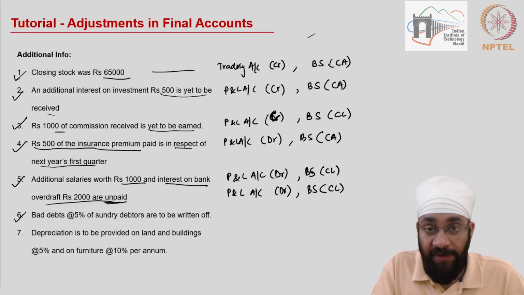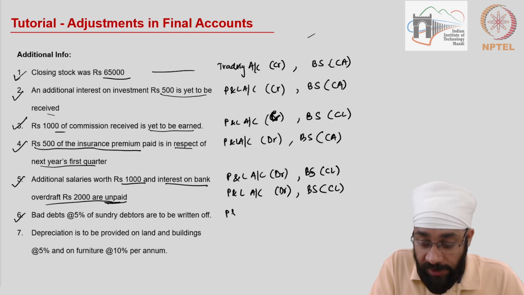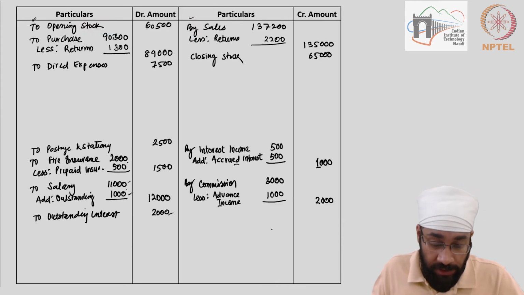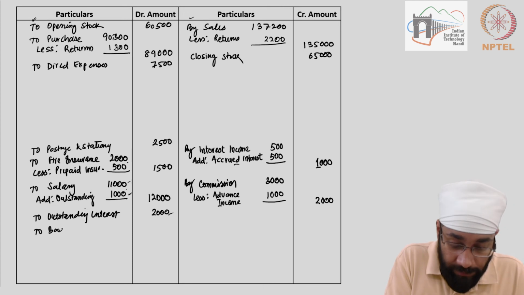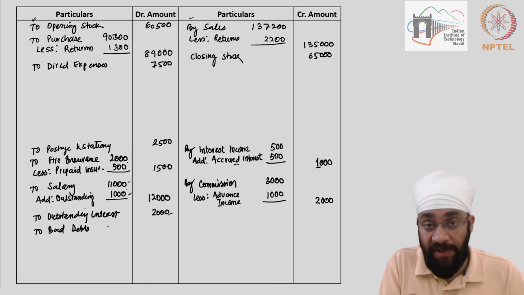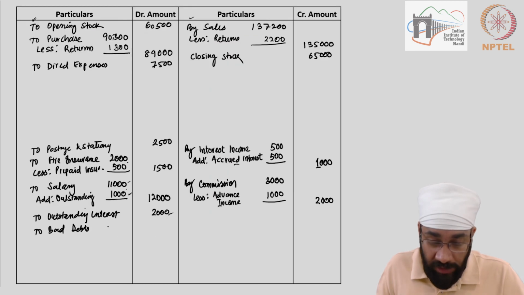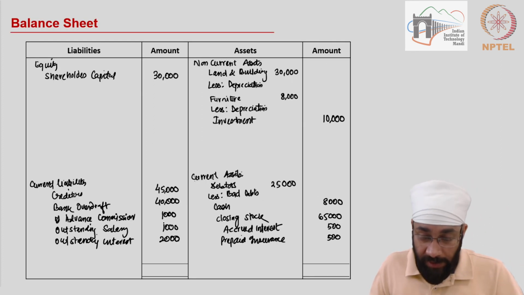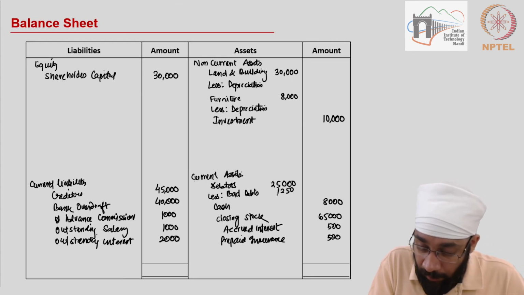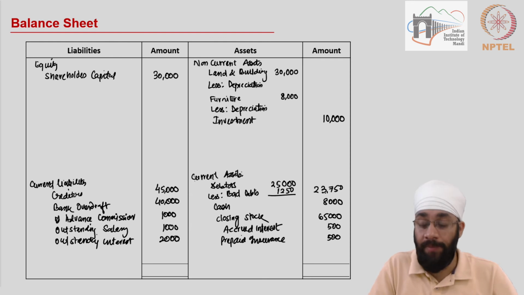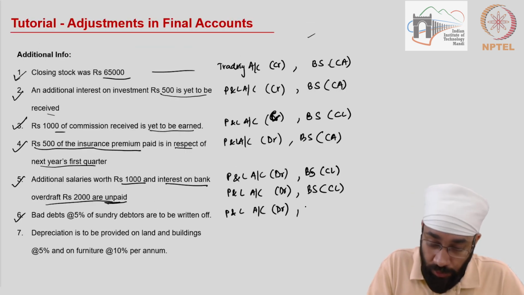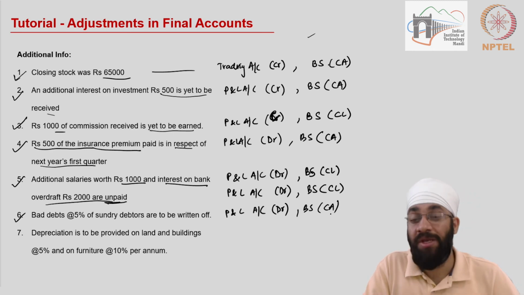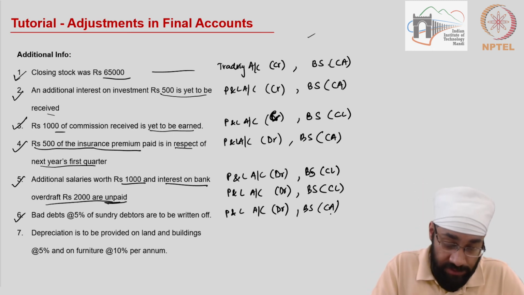Then you have bad debts, 5% of sundry debtors. This is a loss, so we will go to profit and loss account. On the debit side, we'll show this as a loss. So I'm going to write here 2 bad debts, and this is 5% of 25,000, which was the debtors amount. So the amount is going to be 1,250. And here 1,250 to be deducted, so you have net amount of 23,750 as the balance in the debtors. So this goes to balance sheet under the current asset to be deducted from the balance of the debtors.